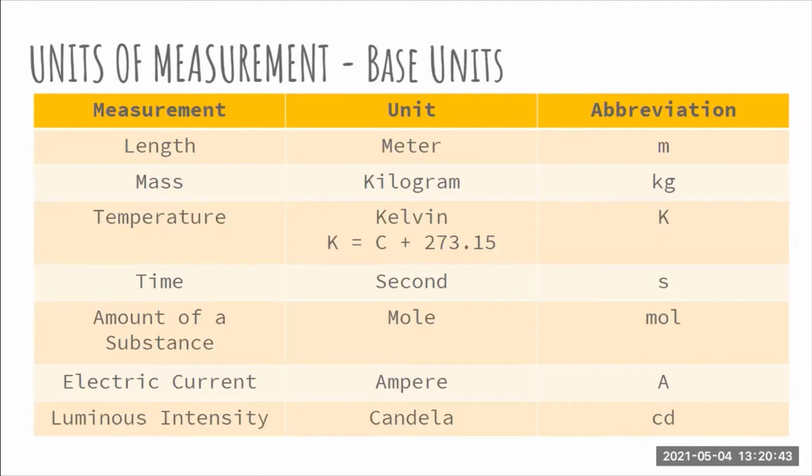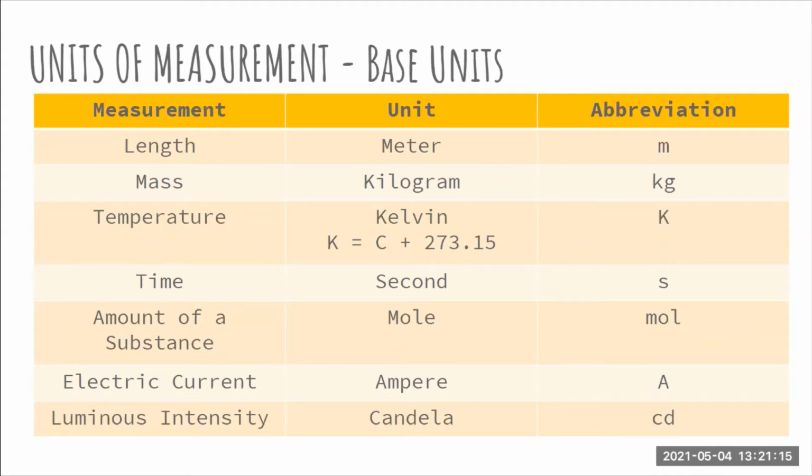The measurement or the base unit of temperature is Kelvin. And how you find Kelvin is you add 273.15 to Celsius, and that is a large K. The reason we use Kelvin is because the lowest you can get in Kelvin is 0. That's absolute 0. And so you don't have to use negative numbers when doing calculations. Time is second with a small s.